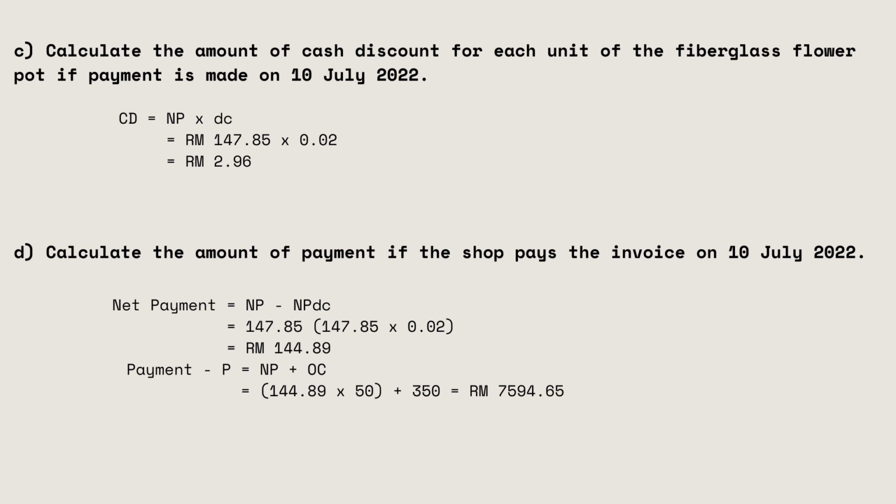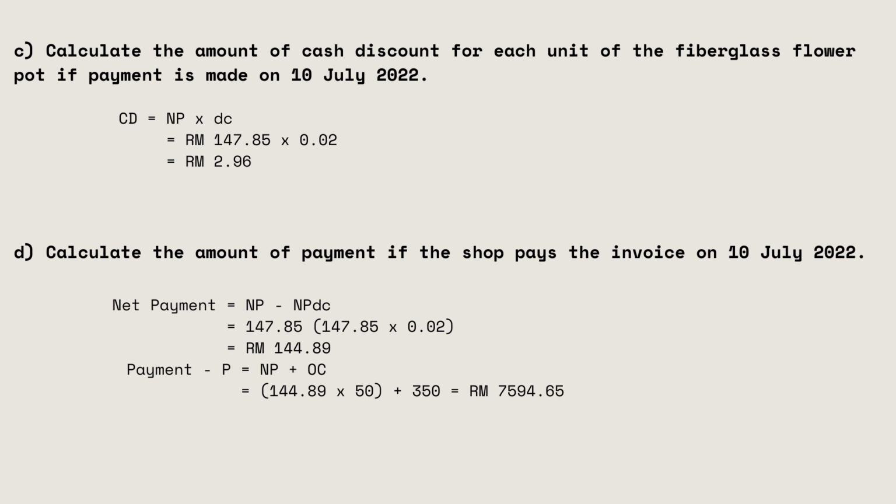The last question, D, is to calculate the amount of payment if the shop pays the invoice on 10 July 2022. For this question, we need to find the payment, but before that, we need to find the net payment first. So the formula is net payment equals net price minus net price multiplied with supplier offer percent. 147 ringgit 85 cent multiply 0.02. And we get 2 ringgit 96 cent as the cash discount.